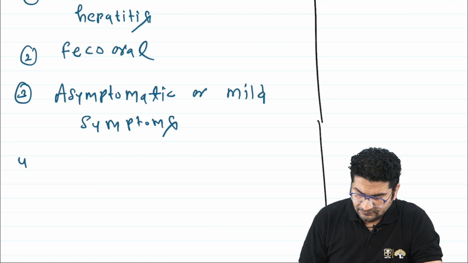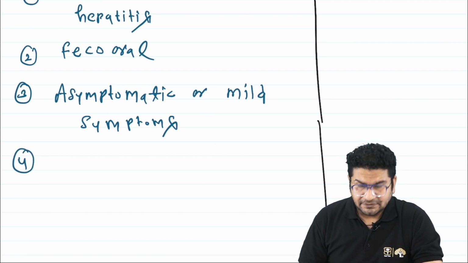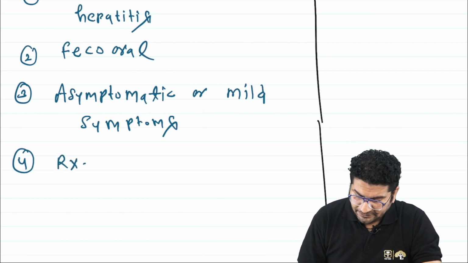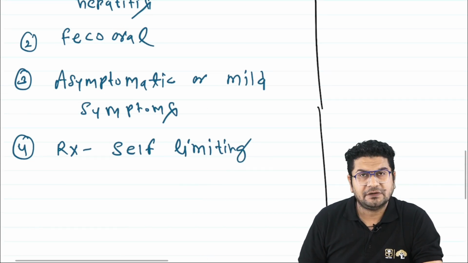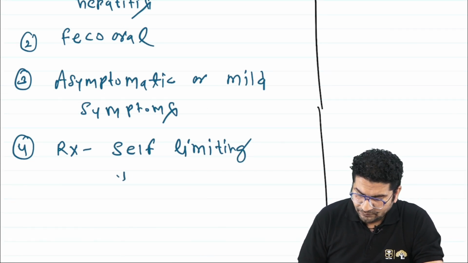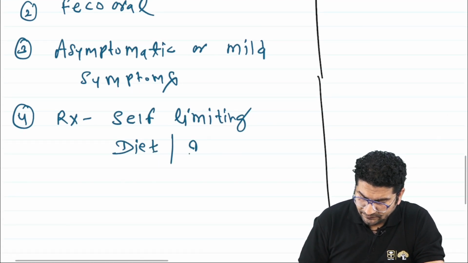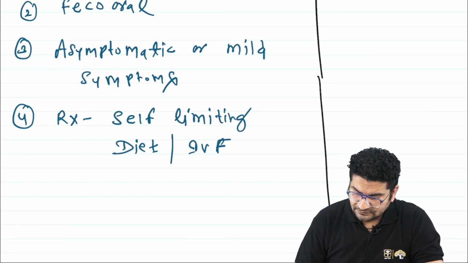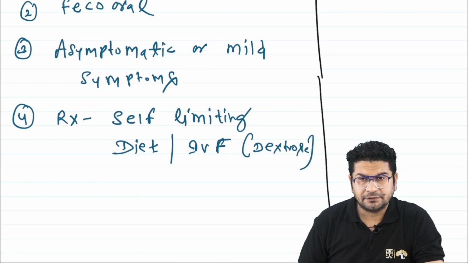For diagnosis, we can find the hepatitis A virus antigen, but generally we don't, because it's self-limiting. Treatment is self-limiting. What we can do is give a good diet to the patient. If the patient is hospitalized, then we can give IV fluid, so we can use 10% dextrose.